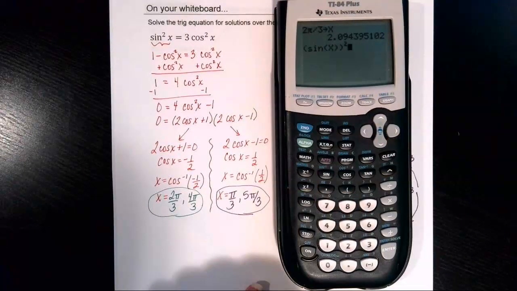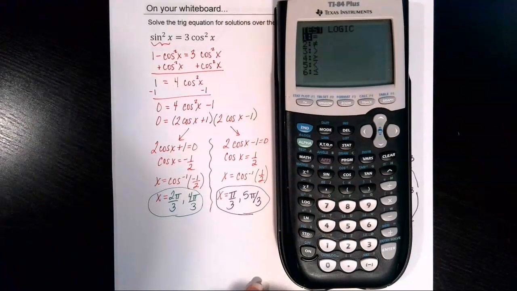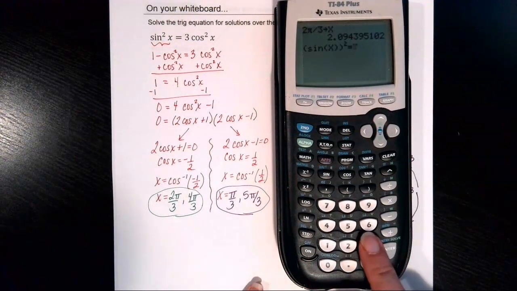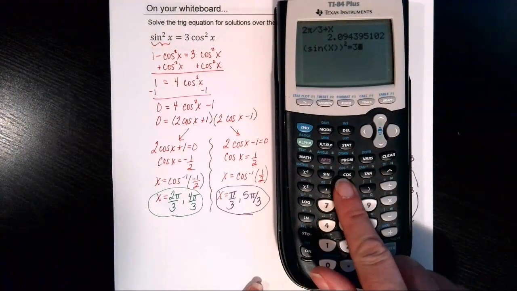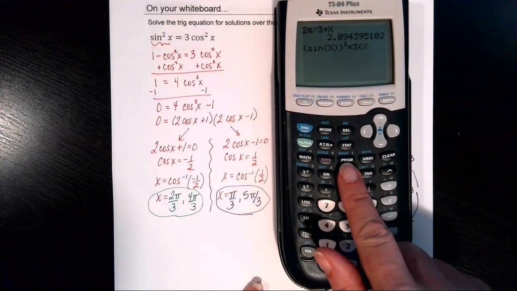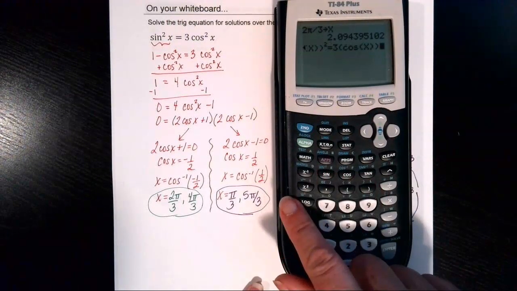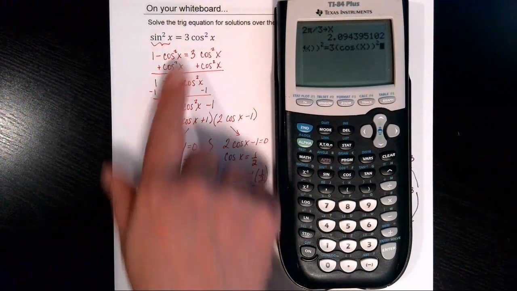Okay, then we want to do second math to get to the test menu. Number 1 up here is our equal sign, and we want that to equal 3. And then again, we're going to do the cosine of x and then square that function, since that's the meaning of this notation, cosine squared of x.